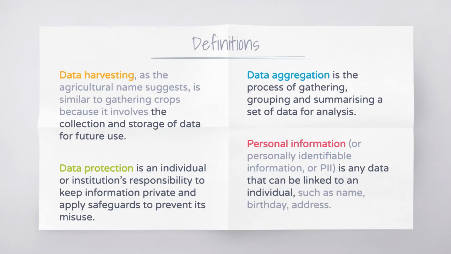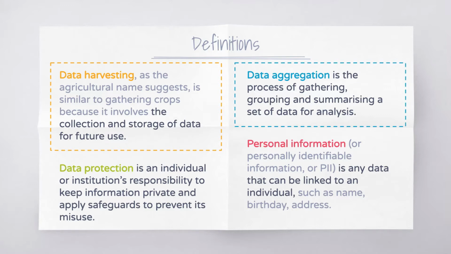But first, we need to know a couple of basic definitions when we're talking about data and personal information. So data harvesting, as the agricultural name suggests, is really similar to the process of gathering crops because this involves the collection and storage of data for future use. So when you're going to a media website, it will collect data from you and store it somewhere so that the media organization can use it later.